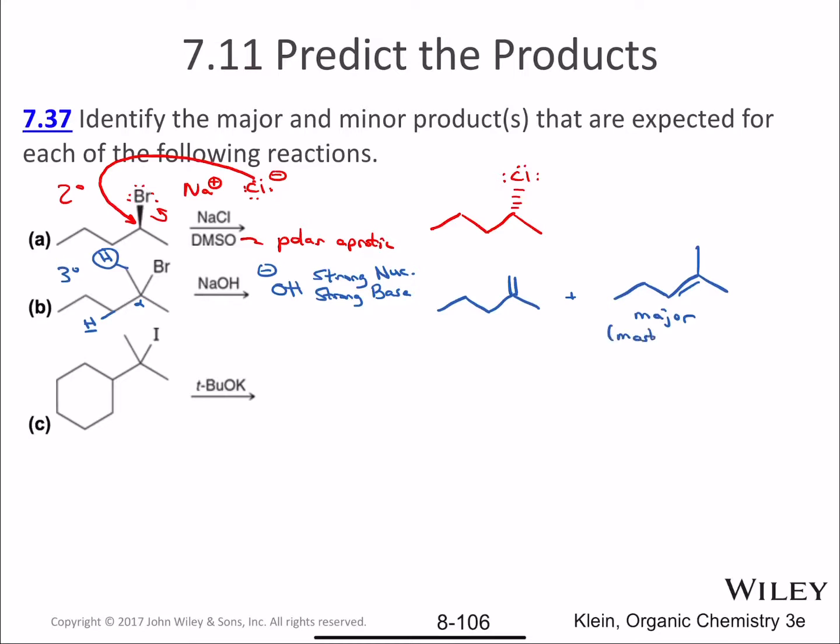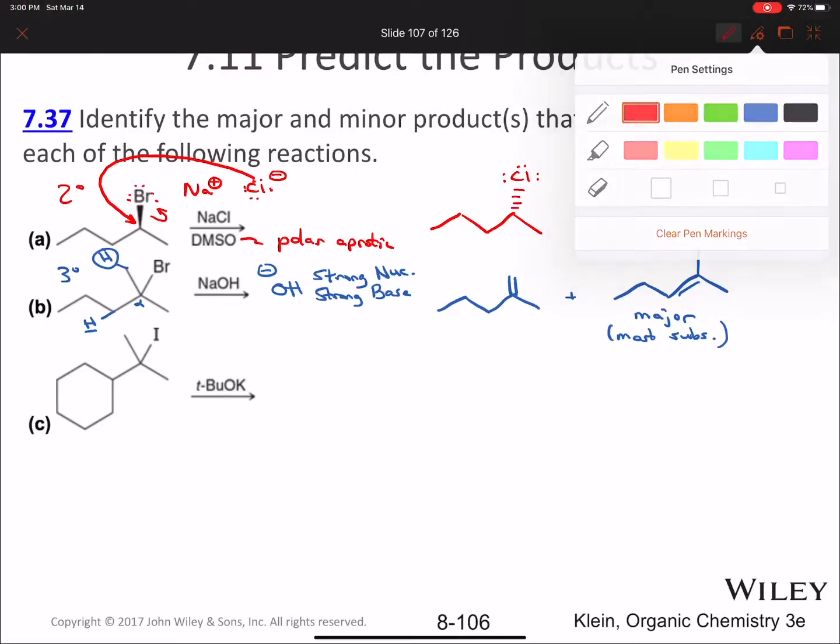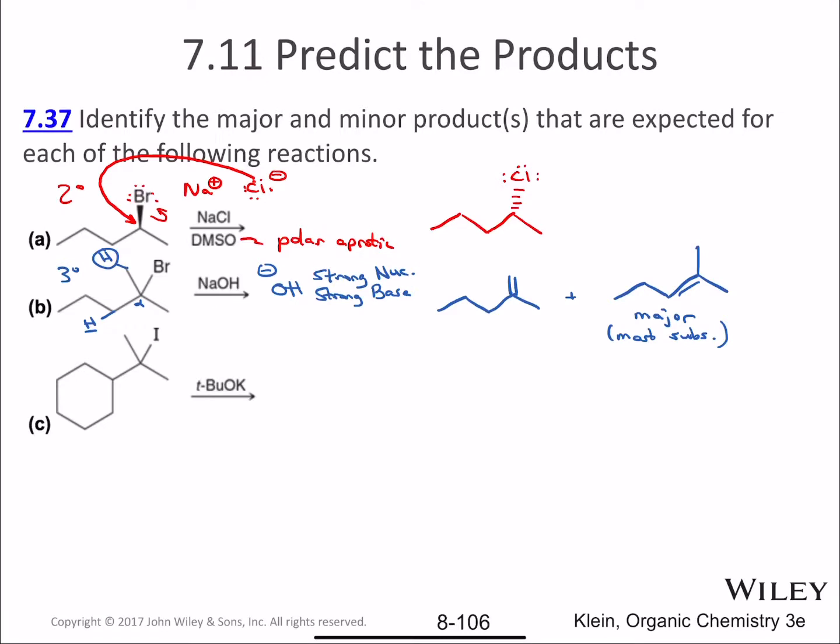So we could put here the most substituted, because this alkene is tri-substituted, whereas the one to the left of it is di-substituted. Let's take a look at the last one.